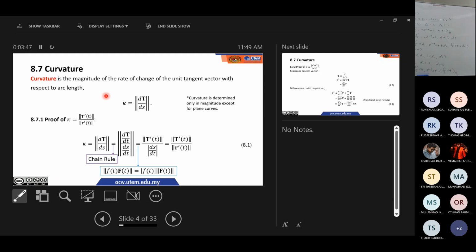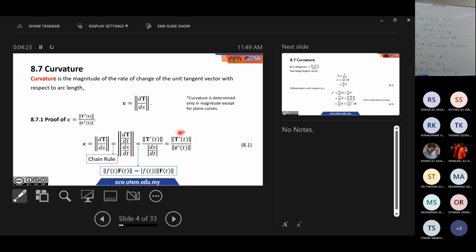Okay, so to compute the curvature, this is the formula. The name of this Greek symbol is kappa, K-A-P-P-A. Kappa represents the curvature, and the curvature is a magnitude. When it comes to a magnitude, that means a positive value, because it's just a magnitude. The magnitude of the rate of change of the tangent vector with respect to the arc length.